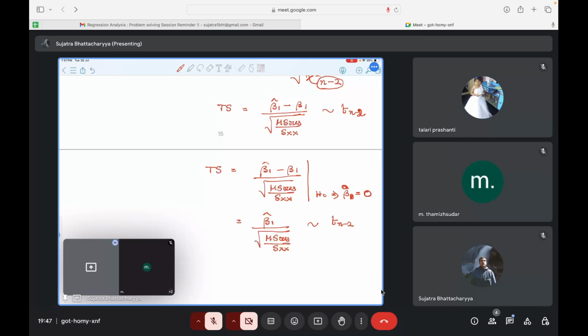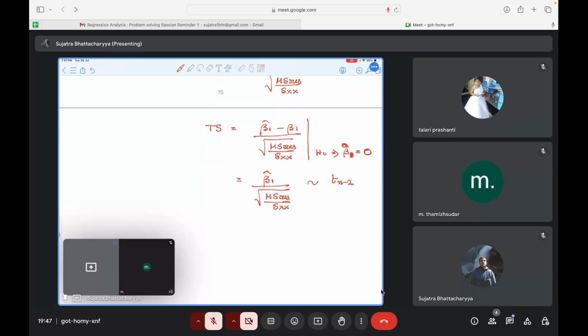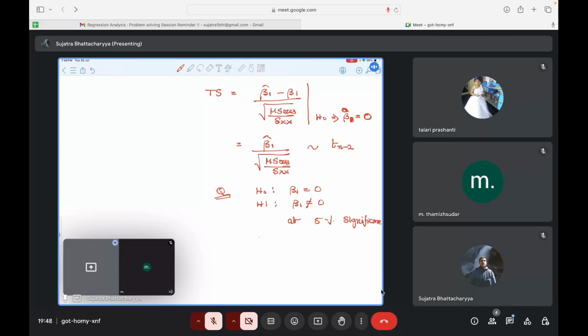Now, if in the question you have null hypothesis beta 1 is equal to 0, alternative hypothesis beta 1 is not equal to 0, test the hypothesis at 5% significance. If this is how the question comes, then you put alpha equal to 0.05. Remember, this T statistic is a symmetric distribution. It looks something like this, just like a normal distribution, only symmetric.